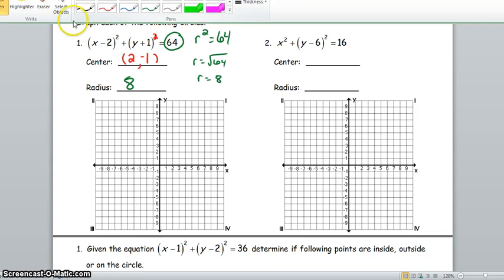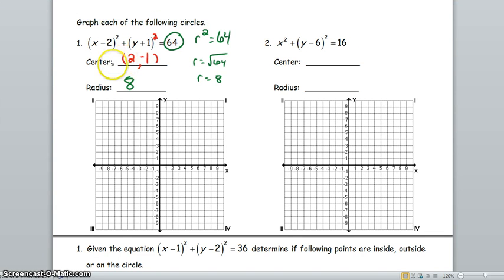Couple things I expect to see when we're graphing. I expect to see the coordinates of the center exactly right. So at 2, negative 1, you plot the center of your circle. I want to see that dot representing the center of your circle. The next thing is, I only need 4 other points. I need to find the radius.